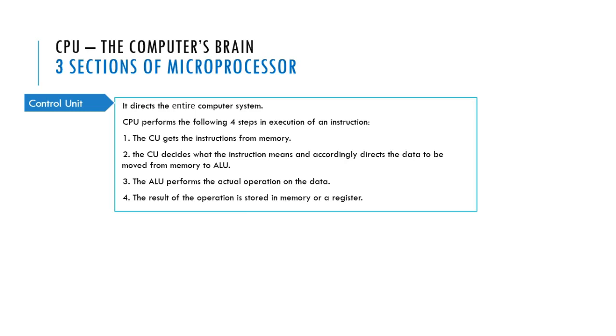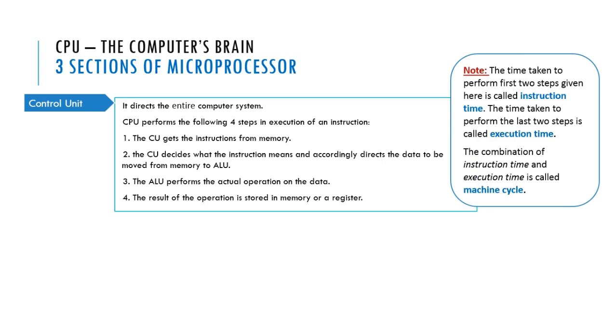So in this four step process, please note, the first two steps, that is the time taken to perform the first two steps, is called the instruction time, and the time taken to perform the last two steps, that is the steps by the ALU and the result is stored in the memory, these two steps is called execution time. So the combination of these two, that is instruction time and execution time, is called the machine cycle.